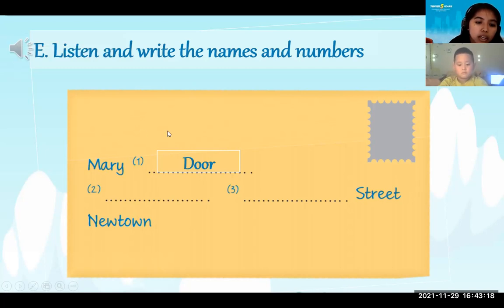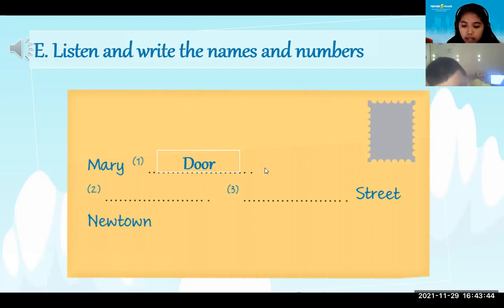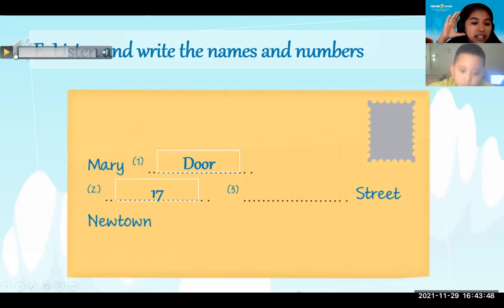3. Okay, so what is the number of Mary's house? 17. Okay, very good. So you're right. 17 here. Okay, great job. How about number 3? You listen to number 3.